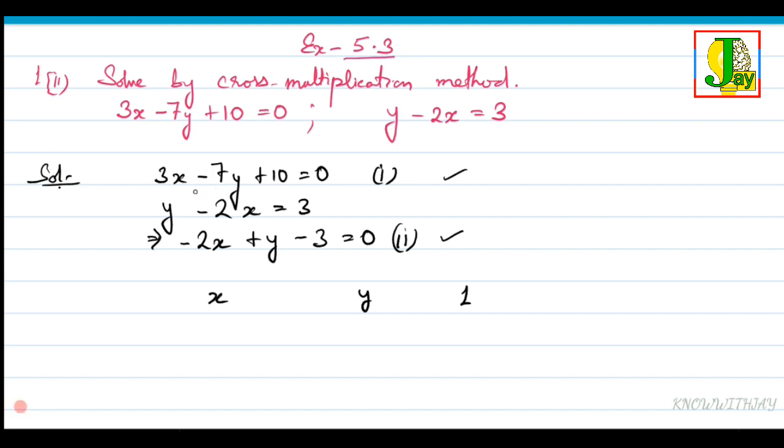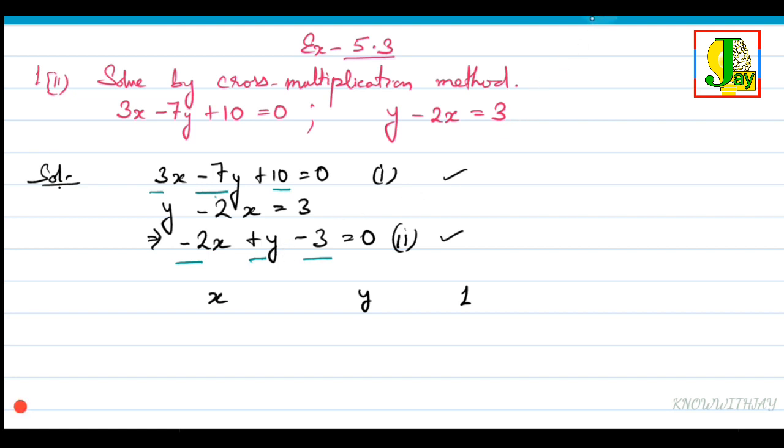So b1 is minus 7. Be careful to choose the sign also. b1 is minus 7, c1 is 10, a1 is 3, and again b1. Okay, and in the second equation we have b2 is plus 1, c2 is minus 3, a2 is minus 2 and again plus 1.